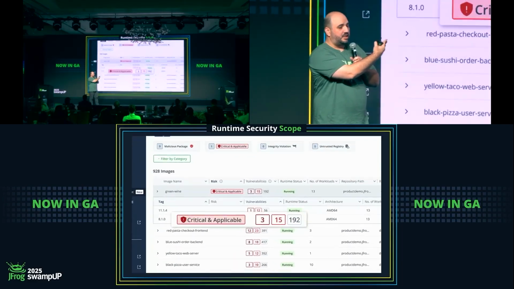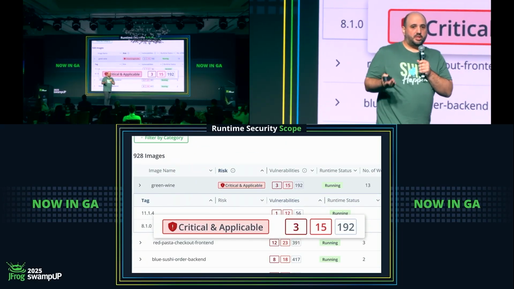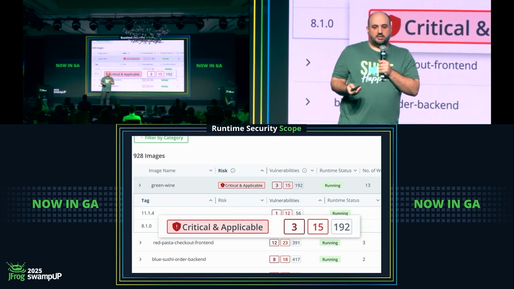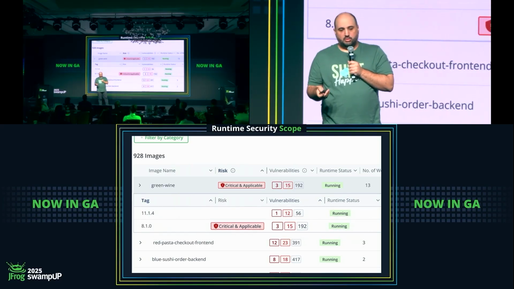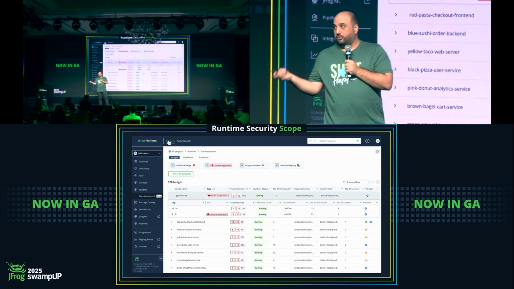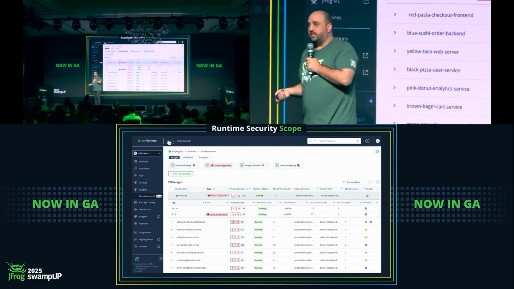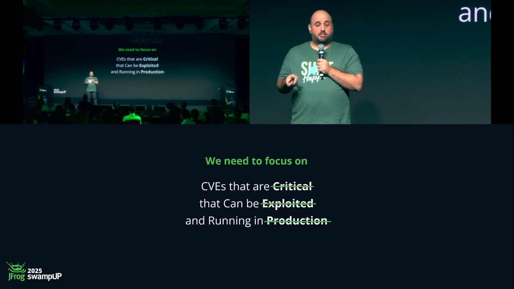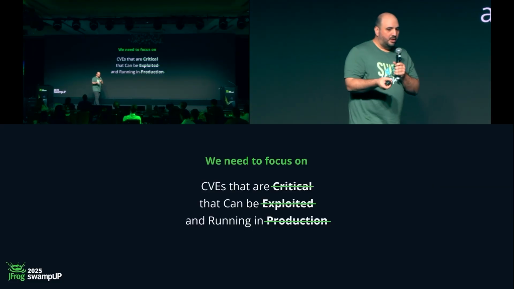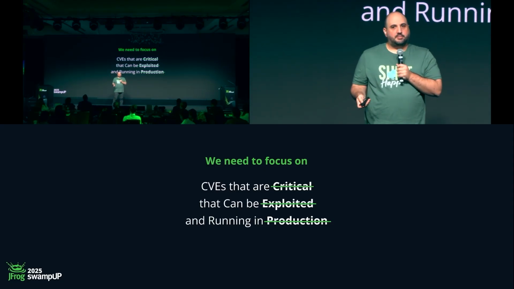The scan has succeeded, and we can see that we have 3 critical and applicable vulnerabilities that we need to care about. And remember, these are the vulnerabilities that we should mostly care about. They are critical, they are really critical, backed by JFrog research. They are applicable, backed by our contextual analysis, and they are running in production, backed by JFrog Runtime Security. So this is what we should focus on. This is where we should invest our time.